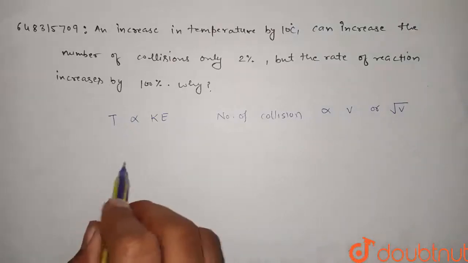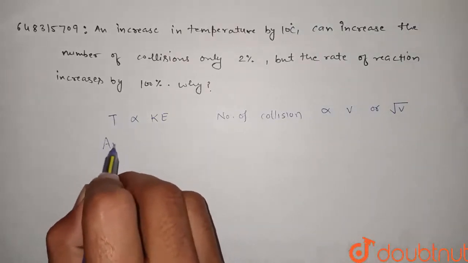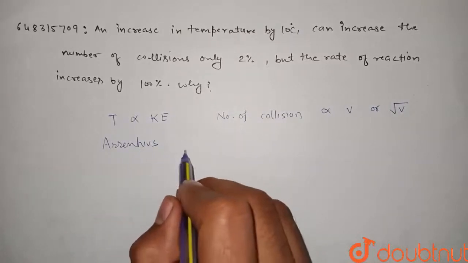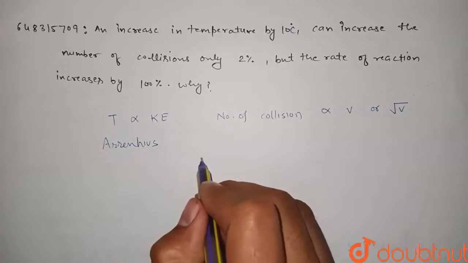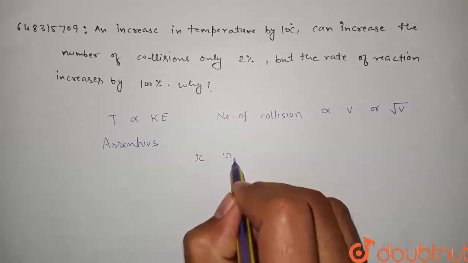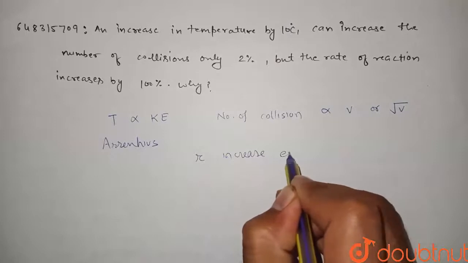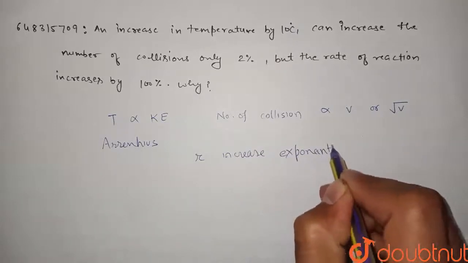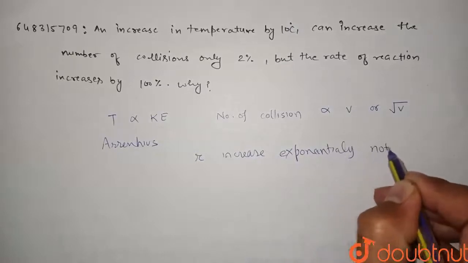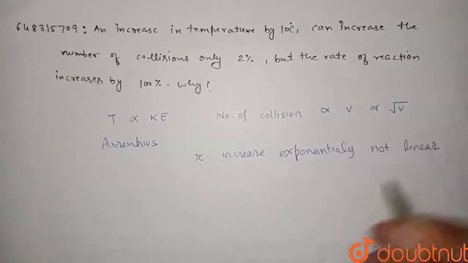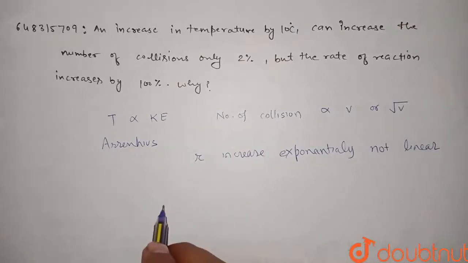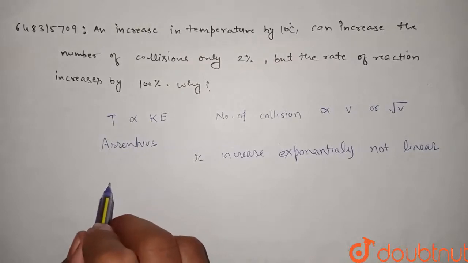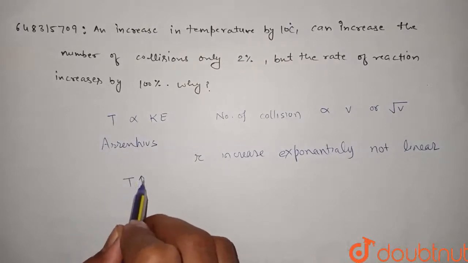So in the Arrhenius concept, the rate expression increases exponentially, not linearly.